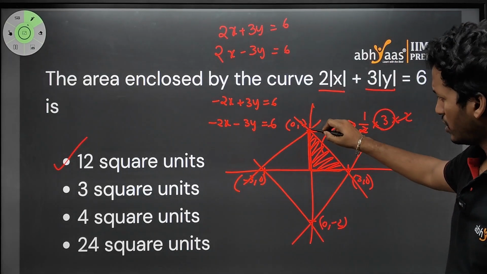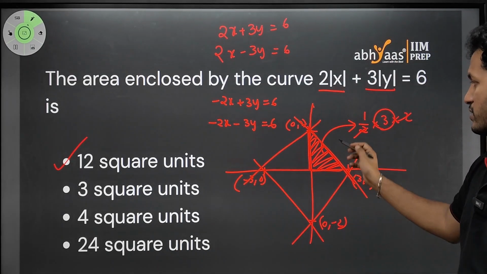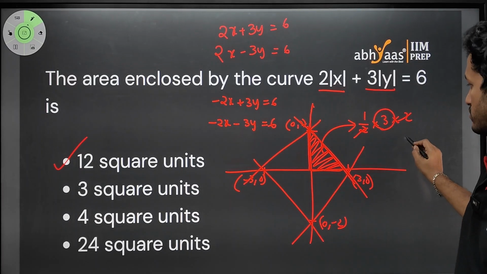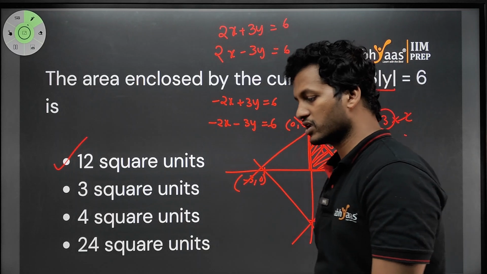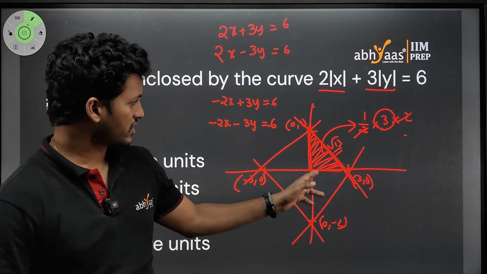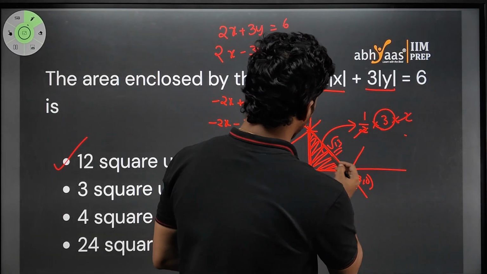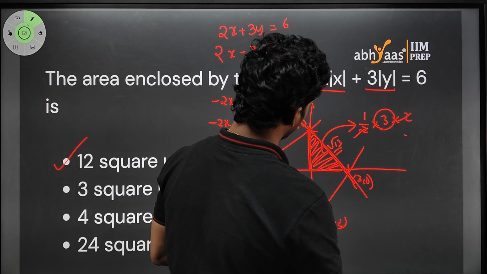You can find this line length. So 3 square plus 2 square, it would be 9 plus 4, root 13. And again, if it is a square, you can find the area like that also. Not root 13, it would be 2 minus 0 whole square, 9 plus 4, 13.